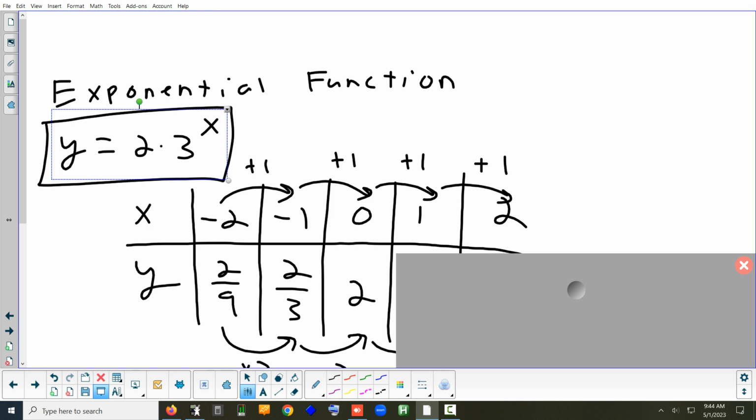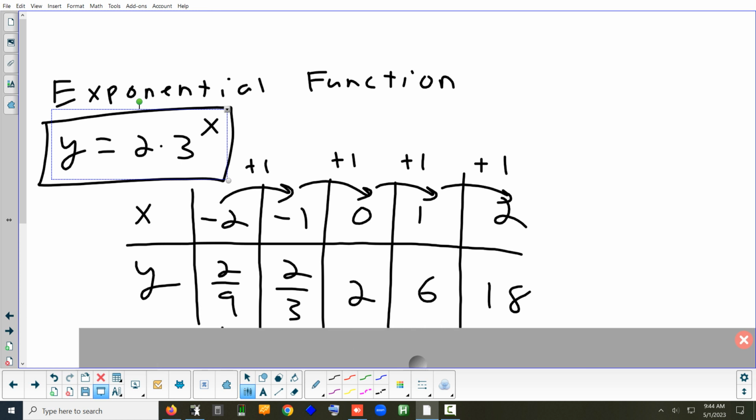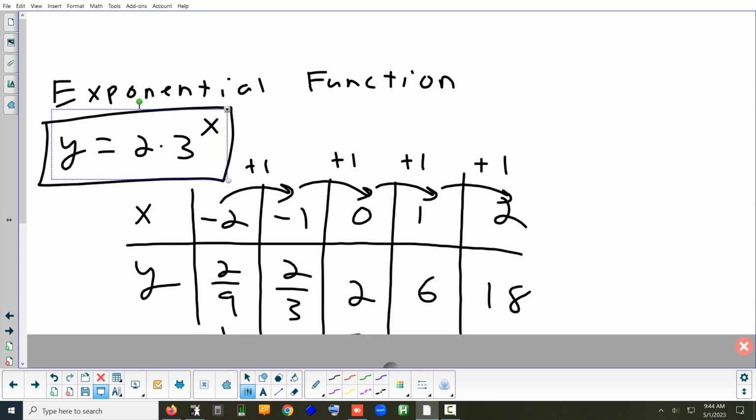All right, let's do the next one. 1. Joe, what's 3 to the first power? 3. And then, good, 3 times 2. 6. Yep. So there's that one. And the last number we need to plug in is 2. Dorian, if I plug in 2 for x, what's 3 to the second power? 9 times 2. 18. Okay, so there's our y values for this one.